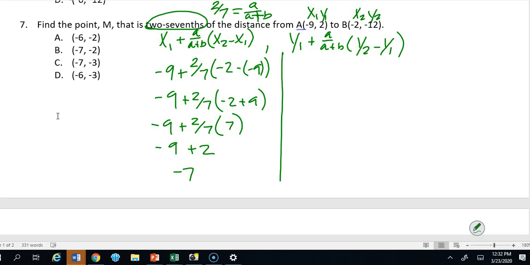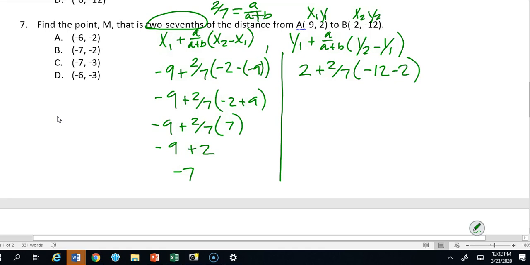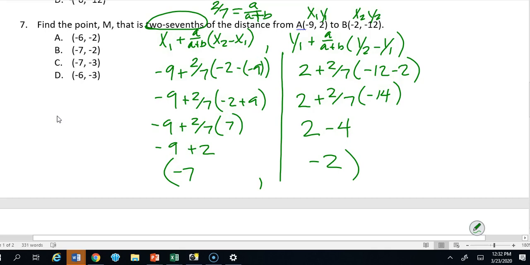Then we do the other side over here. We're going to do 2 plus 2/7, negative 12 minus 2. So this is 2 plus 2/7 of negative 14. Again, if we were to multiply across the top, we're going to get 2 times negative 14. That's negative 28. Divided by 7 is negative 4. So this is going to be 2 minus 4. So this is going to be negative 2. So our answer is going to be negative 7 comma negative 2. That one right there.